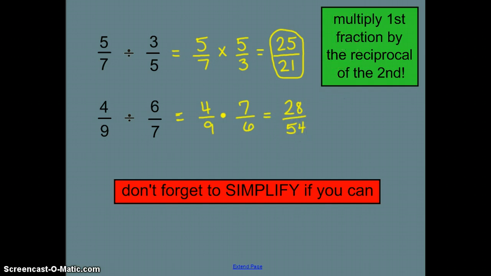Then I need to see if I can simplify, which in this case I can. I know that 2 at least goes into 28 14 times, and it goes into 54 27 times. So if I write this as 14 over 27, that's a good final answer that can't be simplified any further, and we're done multiplying and dividing fractions.